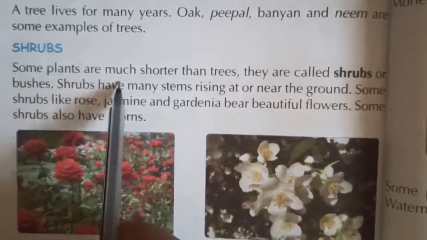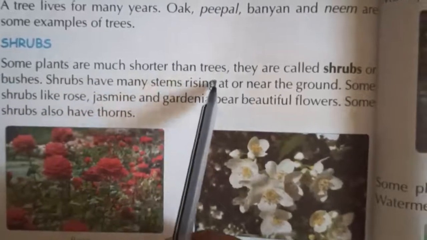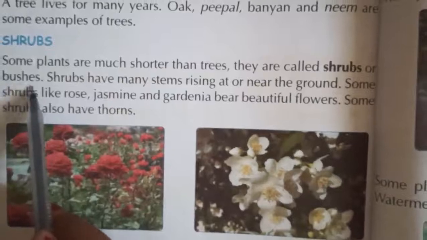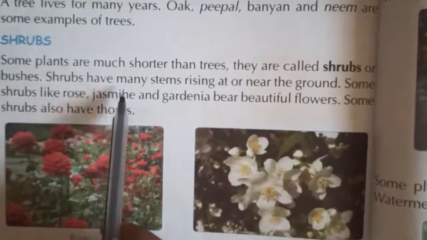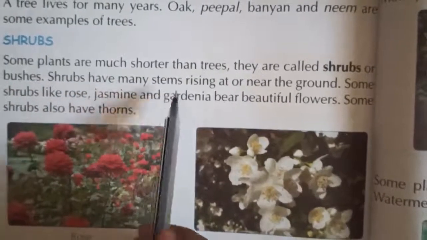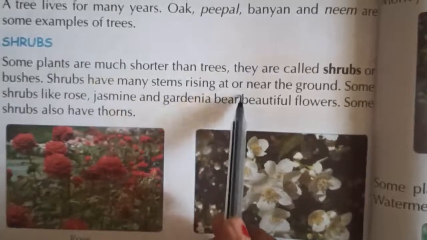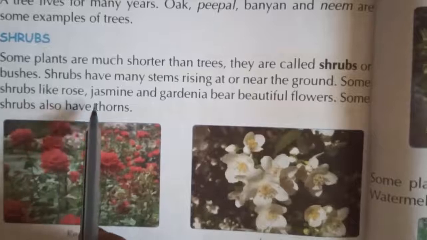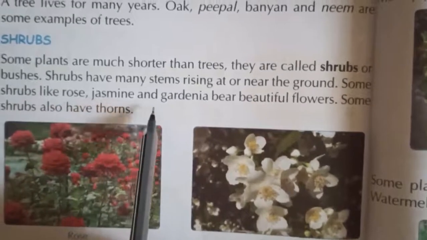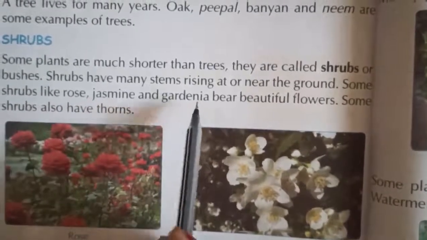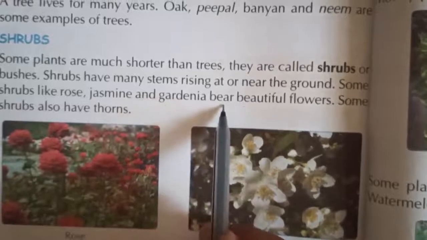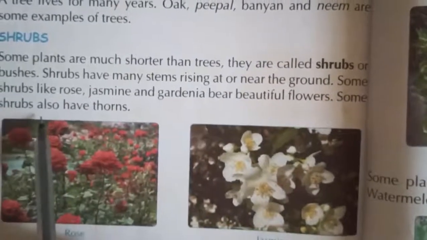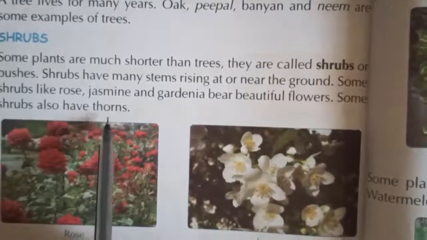Some plants are much shorter than trees. They are called shrubs or bushes. Shrubs have many stems rising at or near the ground. Some shrubs like rose, jasmine and gardenia bear beautiful flowers. Some shrubs also have thorns.